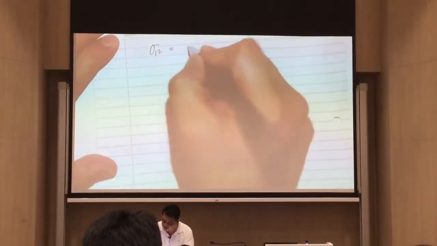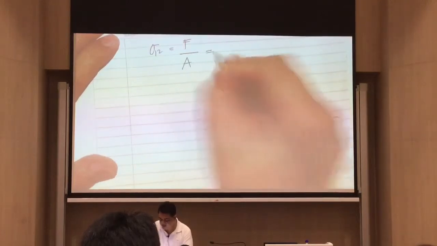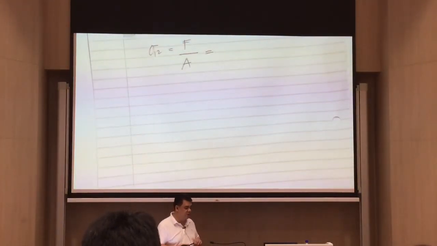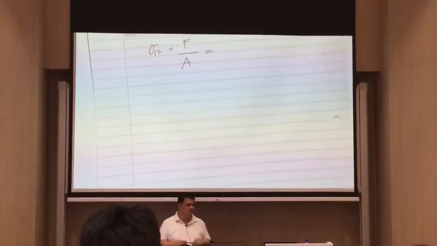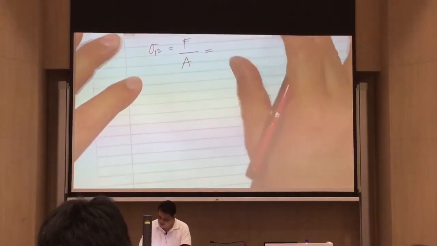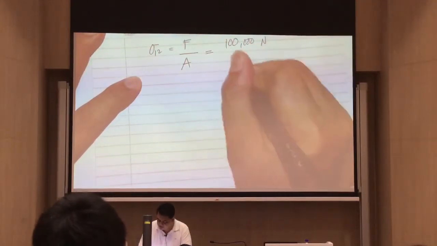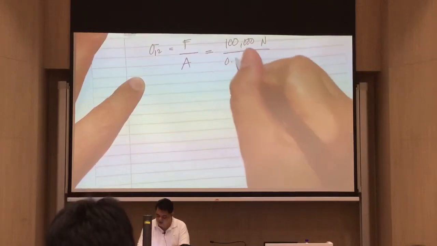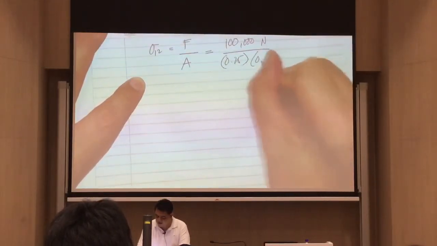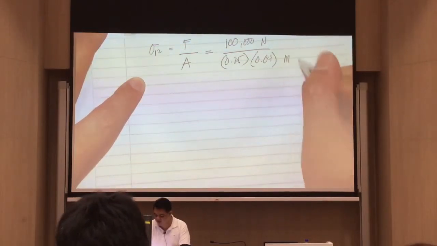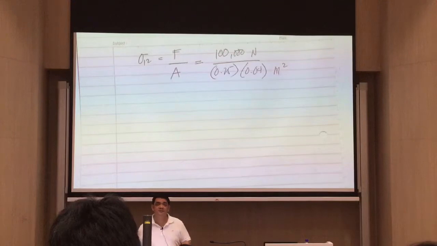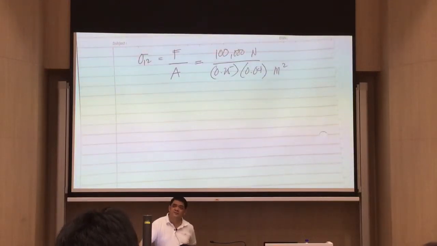So after you get this one, of course, you can solve now for sigma 12, which is simply equal to force all over your cross-sectional area. So your force is, of course, I'm just going to write in newtons now, and then your area will be 0.25 multiplied by 0.04. So this will be in meters squared. So did we get it right? Of course, A, yes.